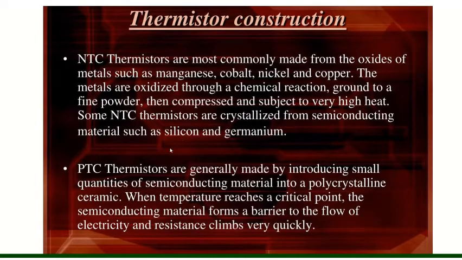In terms of construction, negative temperature coefficient thermistors are commonly made from oxides of metals such as manganese, cobalt, nickel, and copper. These are ground to a fine powder, then compressed and subjected to very high heat. Generally they are crystallized from semiconducting materials like silicon or germanium.